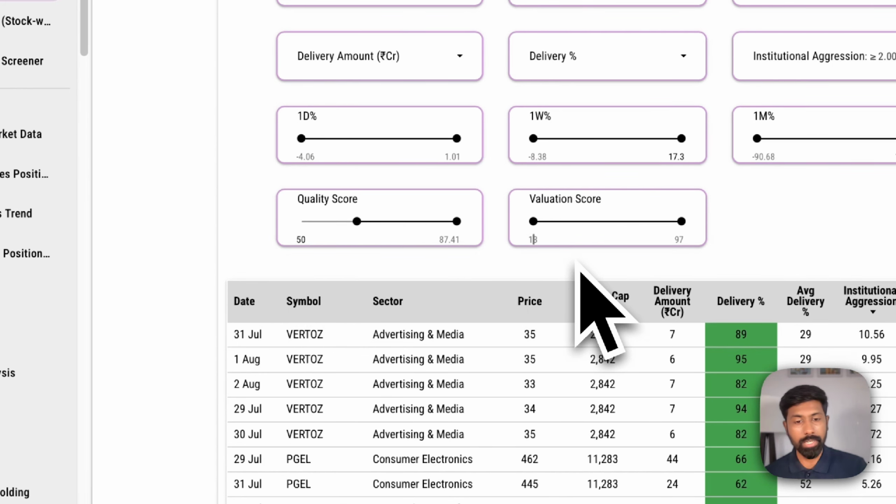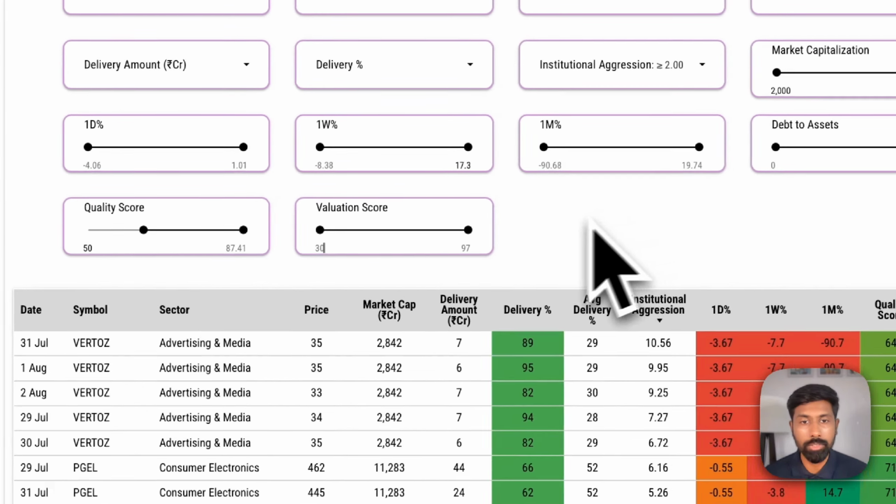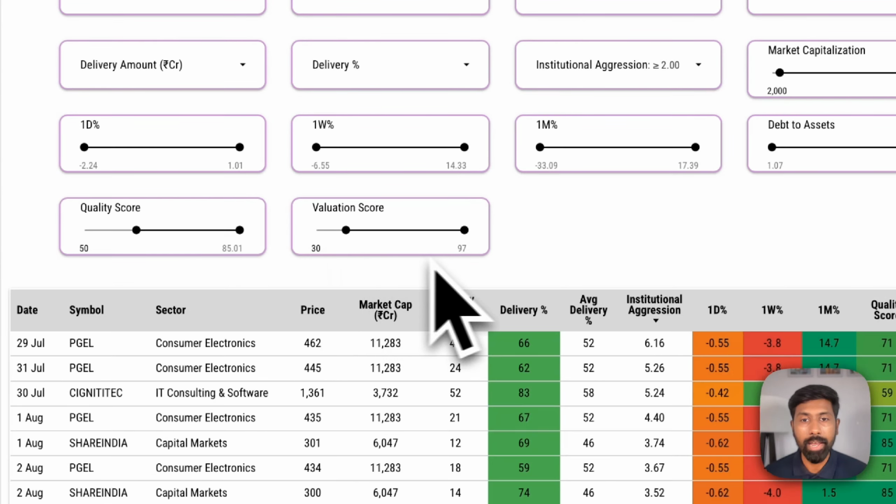Similarly, for valuation, let us set a score of 30. Below 30 is too costly and above 30 is fairly valued. So it can be 97 also. So one stock has a valuation score of 97, which means it is relatively cheap. But we will set the lower limit to be 30.